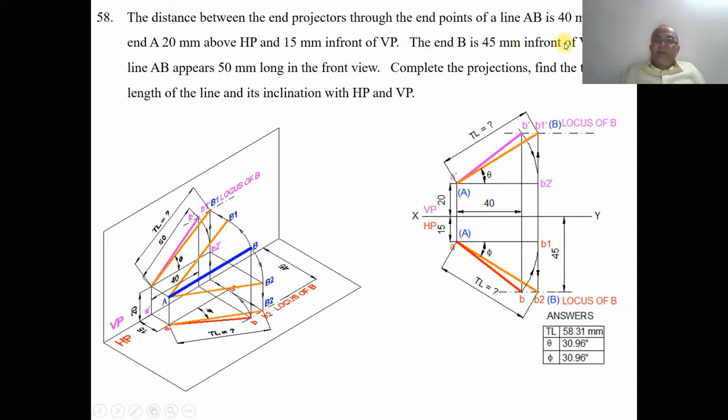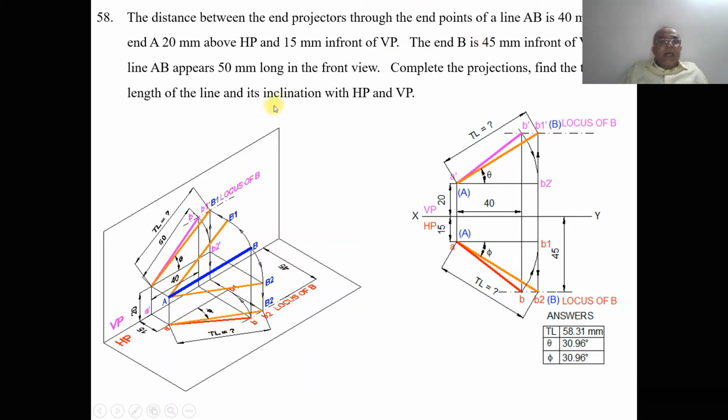As the end B is 45 mm in front of VP, we have the locus of B in the top view, so you draw the locus of B in the top view. But we have not got the locus of B in the front view. But we know the end projectors. The end projectors will always cut on the locus. So when you take the distance between the end projectors, 40 mm, in the horizontal plane, we can extend that till it cuts the locus of B in the top view. So once it cuts the locus of B in the top view, you will get small b here. Then join a to b with a dark line. So that will become the top view.